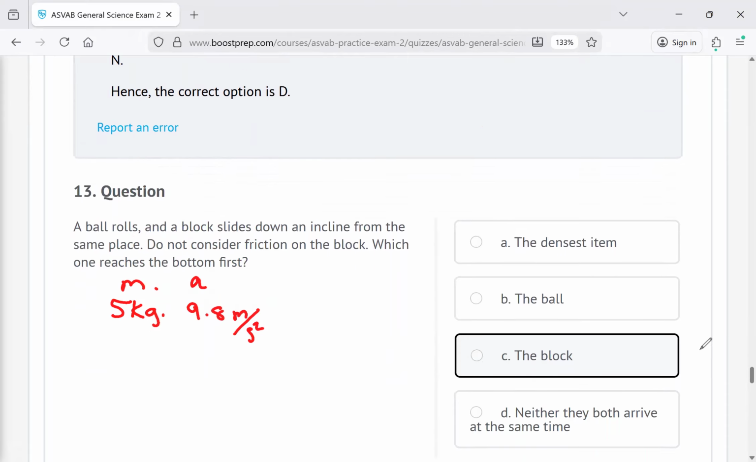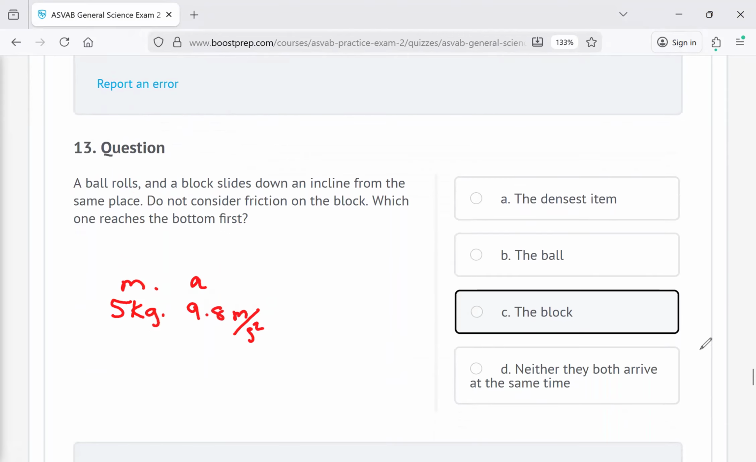Okay, 13. A ball rolls and a block slides down an incline from the same place. Do not consider the friction on the block. Which one reaches the bottom first? So there's no friction on the block, so it's going to be the block. So yeah, it would be C, the block. Both will have the same kinetic energy at the bottom of the incline, but some of the rotating ball's energy goes into rotation. The block will have a faster speed and reach the bottom first because of the lack of friction.